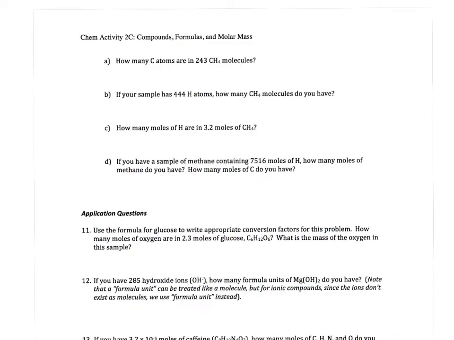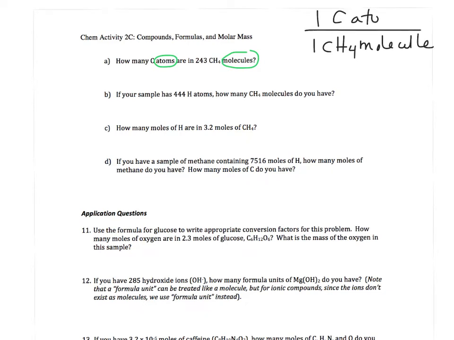So the first question says, how many carbon atoms are in 243 methane molecules? The first thing I want to notice is, what are we converting from and to? We're starting with atoms and we want molecules. That means we're going to be looking for a conversion factor that relates atoms and molecules. Let's see if we can write one down. I know that in 1 CH4 molecule, I have one carbon atom. So that's one of the conversion factors we wrote on the previous page.